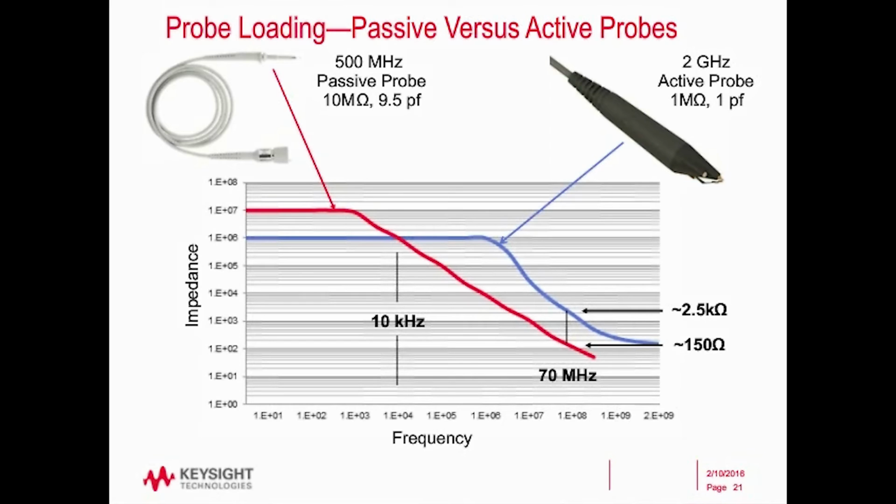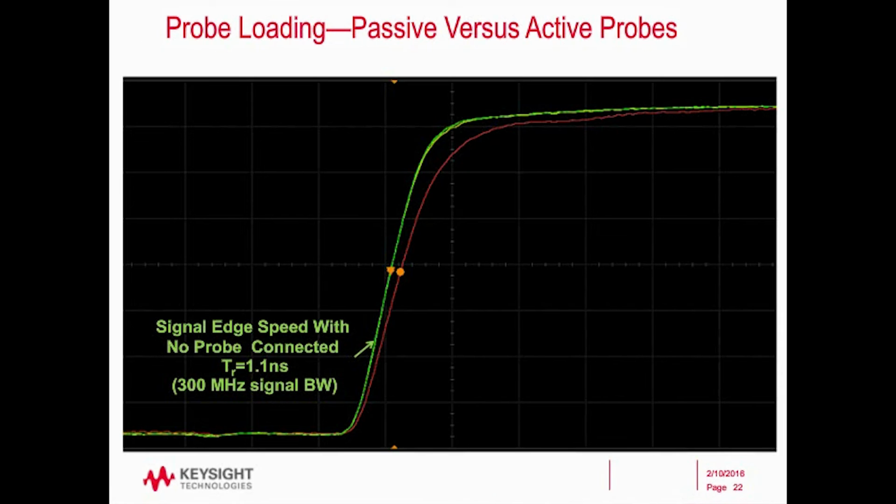So going back to just our example of a pure sine wave, if I had a 70 megahertz sine wave and I was going to probe that with the passive probe, it is going to look like 150 ohms to ground for that sine wave. The active probe is going to look like 2.5 k ohms to ground. So even though the passive probe is a bigger resistor, that capacitance is overriding and contributing to most of the loading.